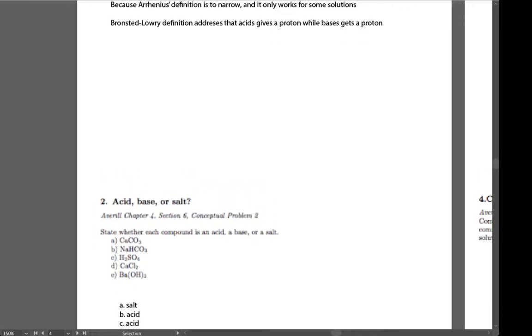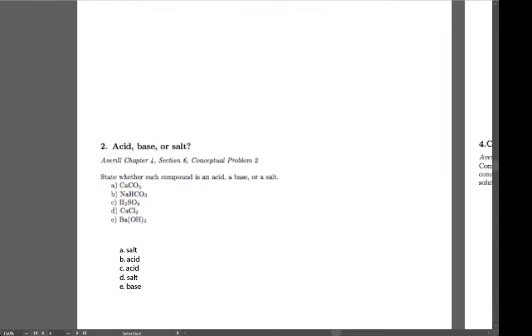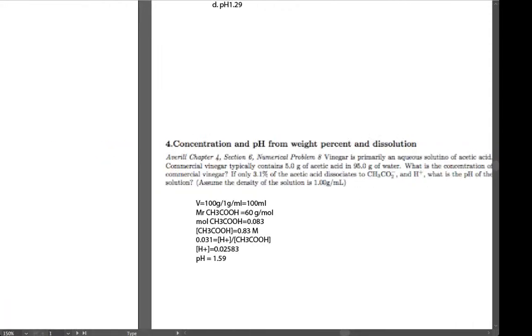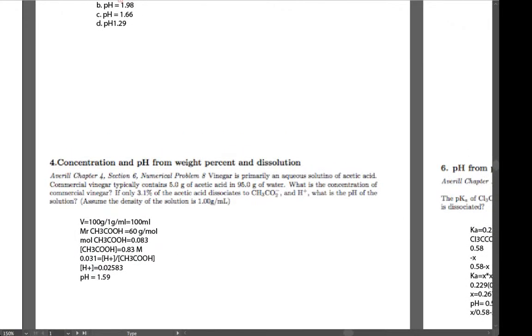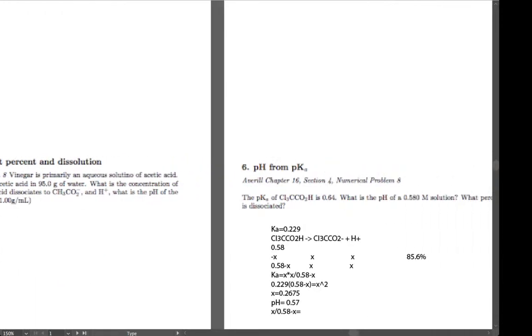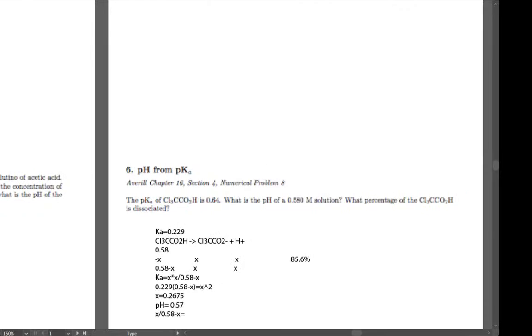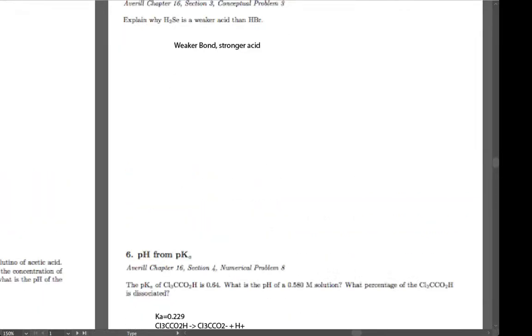Last time I made a bit of a mistake. NaHCO3 is actually a salt, in fact known as sodium bicarbonate, so this should be converted into salt. After that, for the rest, I believe it is already correct, except for one of the things. Let me go ahead and try to find it. 2.57, that's correct. Yep, weaker bond, stronger acid.